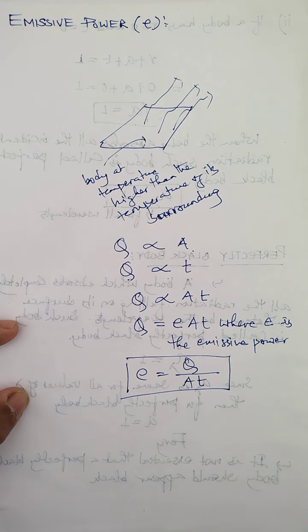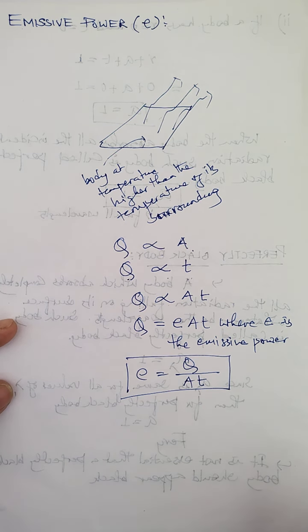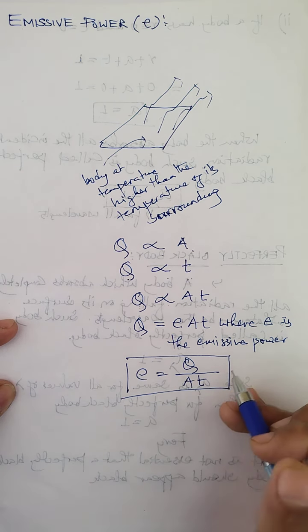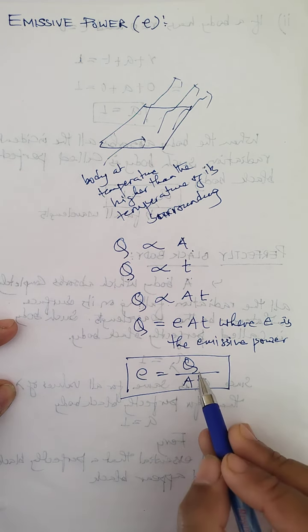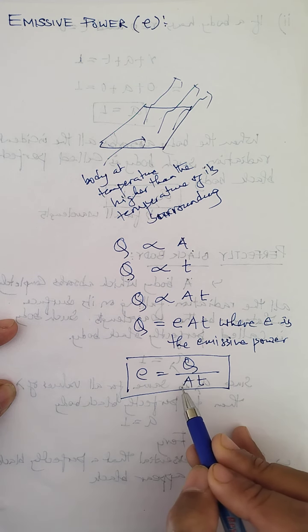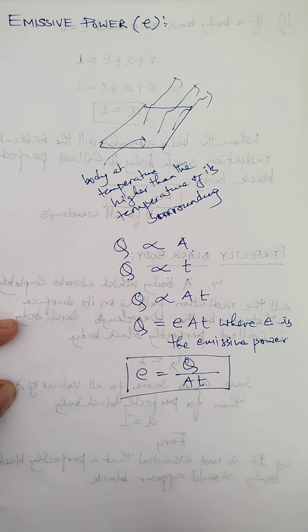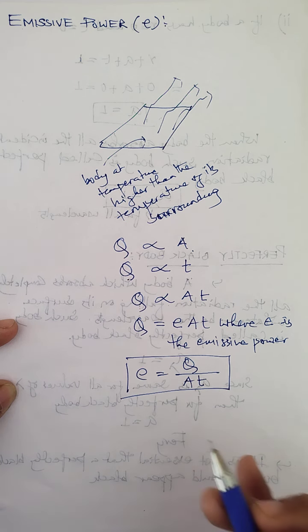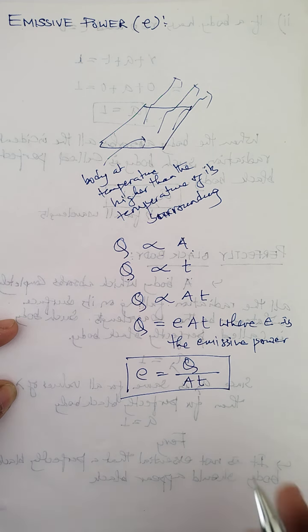So from here we can even define the emissive power. Emissive power is the total amount of radiant energy emitted per unit area of the surface per second. This is called emissive power, and emissive power is also known as the radiant power of that surface.